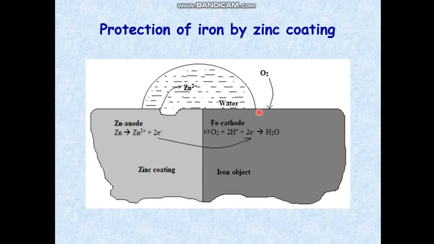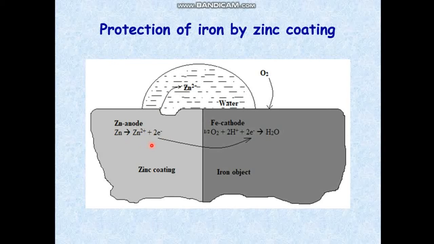Now let us see how zinc is protecting iron. In the previous reaction you find that at the cathode this reaction is taking place. So this reaction will remain unchanged, but in place of the anodic reaction, iron goes to iron 2 plus plus 2 electrons, this reaction is actually taking place by zinc. Zinc is now releasing 2 electrons because zinc is placed above iron in the electrochemical series.